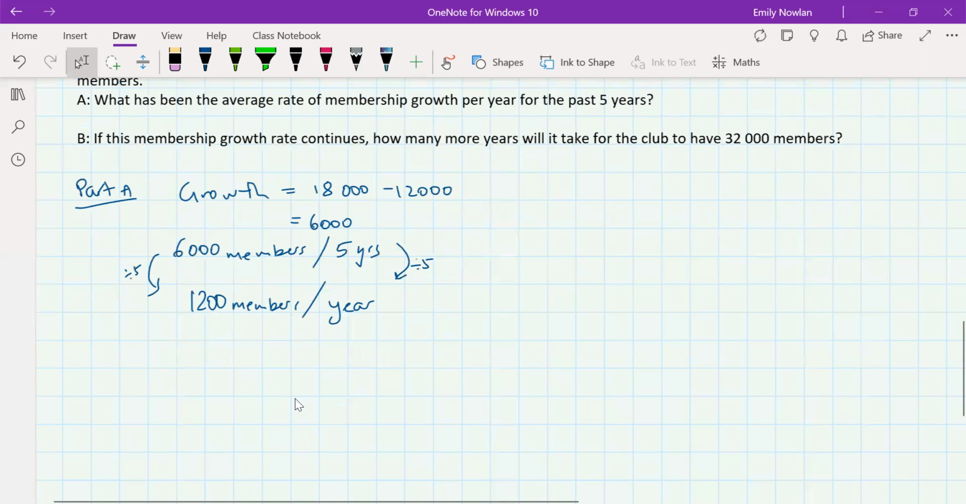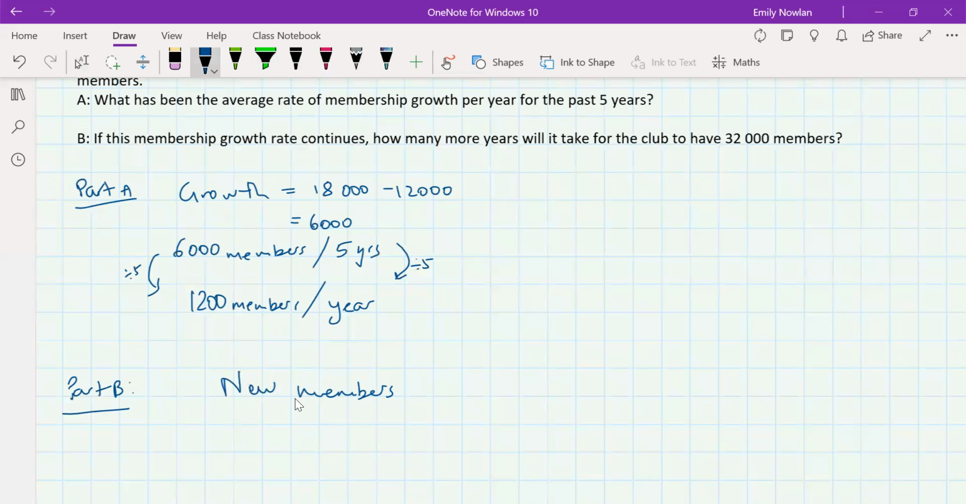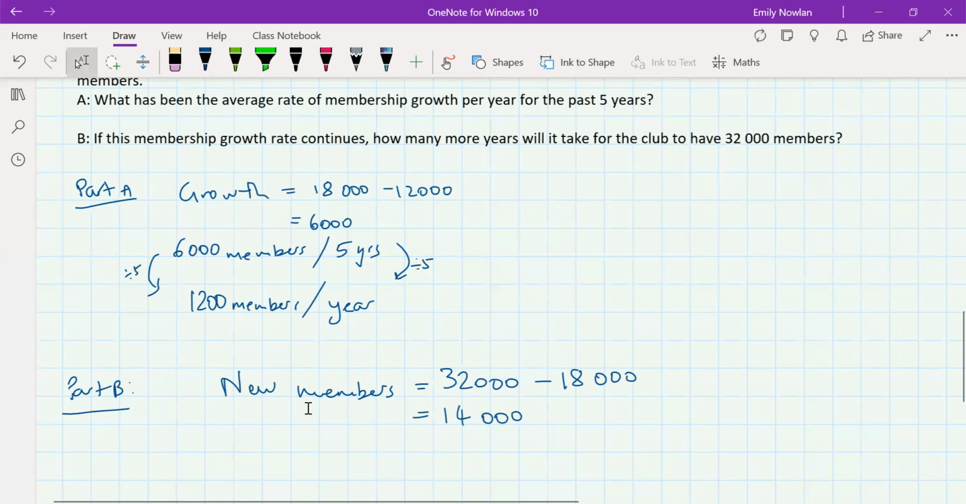Part B: this membership growth rate continues. How many more years will it take to have 32,000 members? So we need to grow to 32,000. How many more new members do we need? We need to have 32,000 in the end, but we've already got 18,000. So we need 14,000 new members.